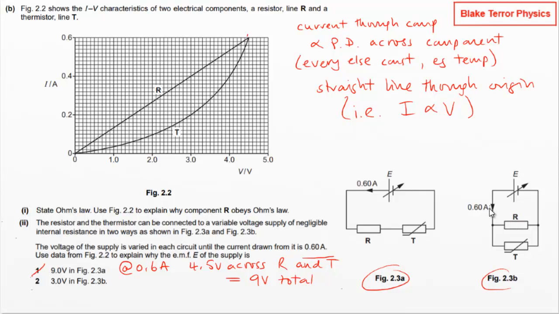And then for this one, we've got a bit of Kirchhoff's first law going on here. We're splitting this 0.6 amps. Well, they've given us the 3 volts. What's happening here at 3 volts? We're getting 0.2 through the thermistor and 0.4 through the resistor. So at 3 volts, we get 0.4 amps in R and 0.2 amps in T, which equals 0.6 amps total. So that's fine. This is the last bit coming up here.